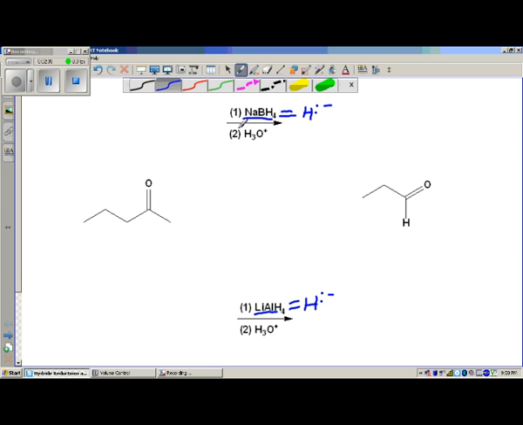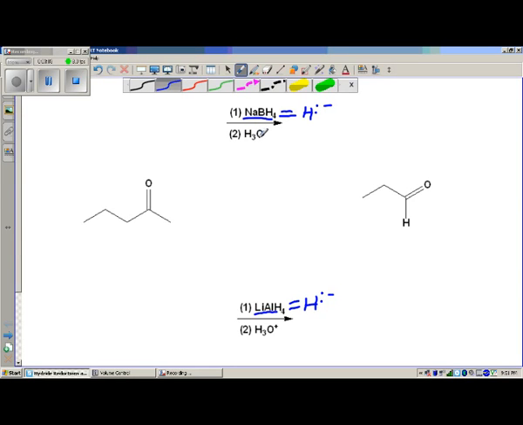Now notice that this reaction, in fact both of these reactions are shown as two separate steps, step 1 and then step 2. This is an important thing, not just here, but for all of organic chemistry. This is what's called a stepwise reaction. Step 1, step 2. In other words, these are done separately. Step 1 first, let step 1 work, and then step 2 comes in afterwards.